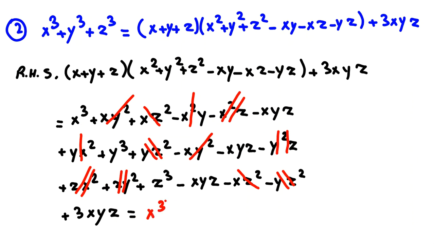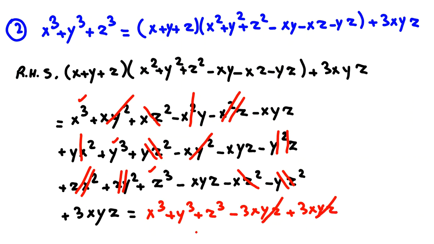It will be x cubed plus y cubed plus z cubed. And then negative xyz, negative xyz, negative xyz, negative 3xyz. And here we have plus 3xyz. They will be cancelled. And what is left? x cubed plus y cubed plus z cubed. And we proved the second identity. You should memorize this. Let's go through the third identity.